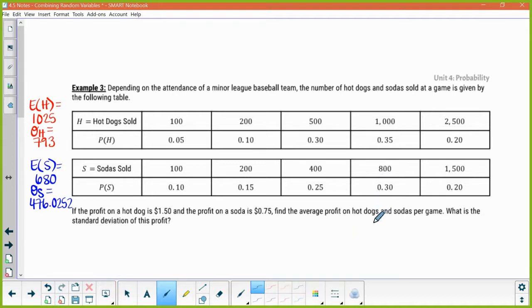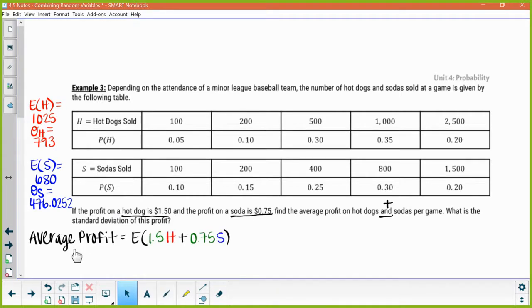We're going to be adding something together per game. What is the standard deviation of this profit? So I know hot dogs are $1.50, soda is 75 cents. So I have to take this into consideration in calculating my profit. So we are going to call the expected value of the profit 1.5 times the hot dogs plus, there's my adding because we're combining both of these items together, 0.75 times my sodas.